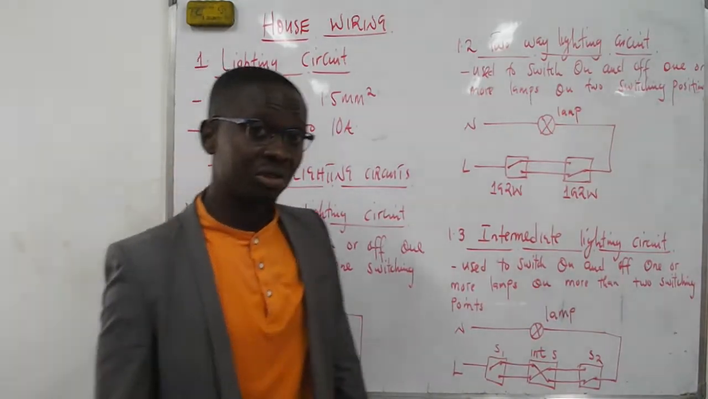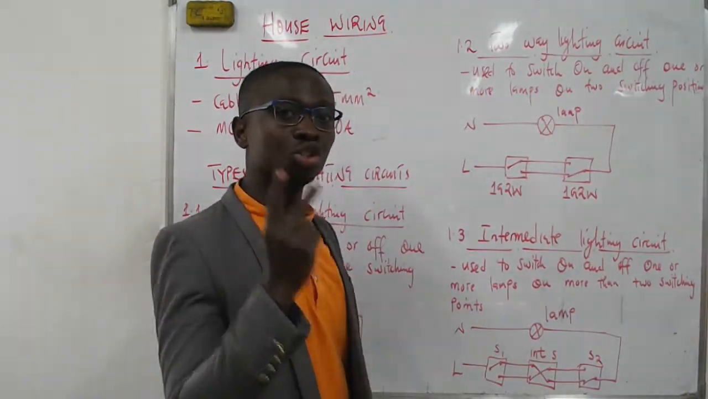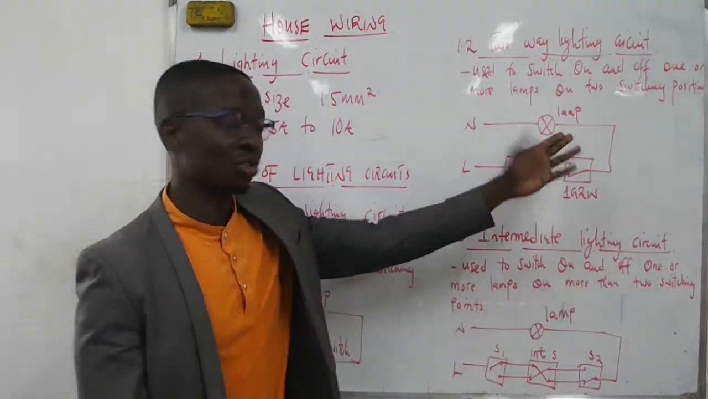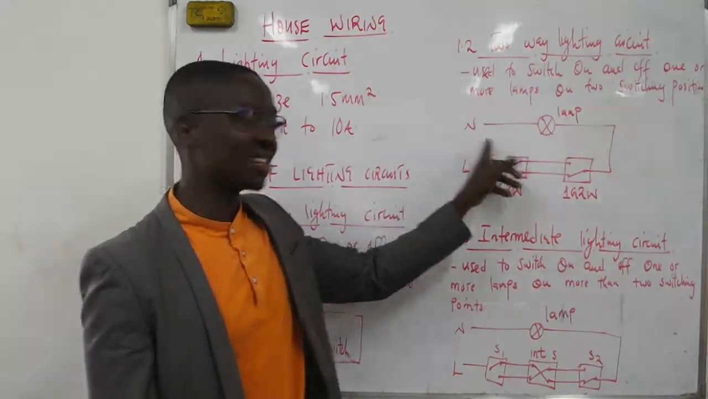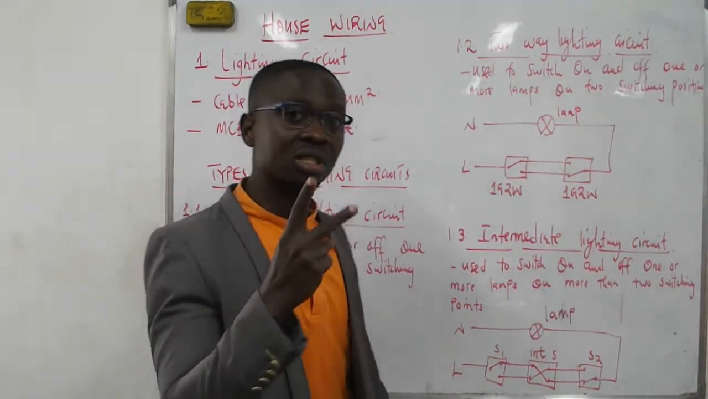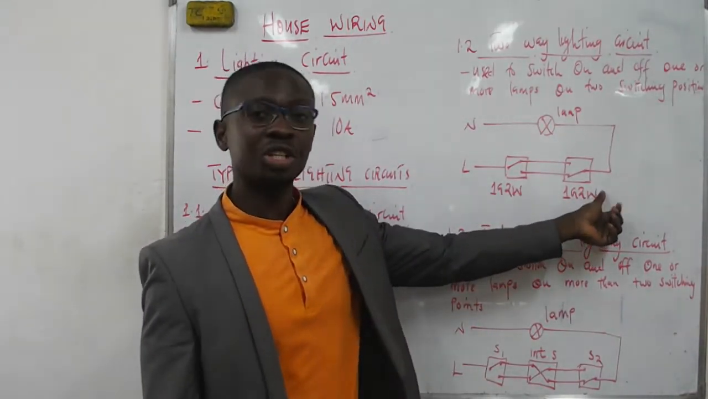A two-way lighting circuit is a kind of circuit which is used to switch on a lamp or a number of lamps from two switching positions. The circuit looks like this. You have a neutral which comes from the supply, and it feeds the lamp. But the live passes through two switches because it's a two-way lighting circuit. It passes through one switch, then the other switch, and that's when it goes to the lamp.